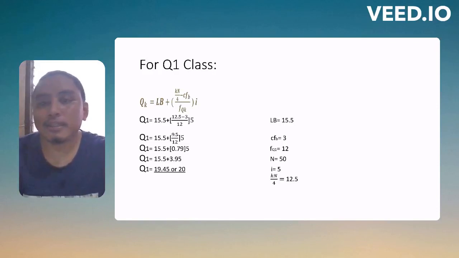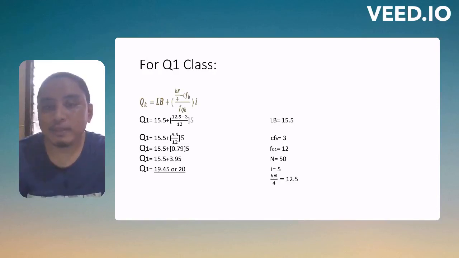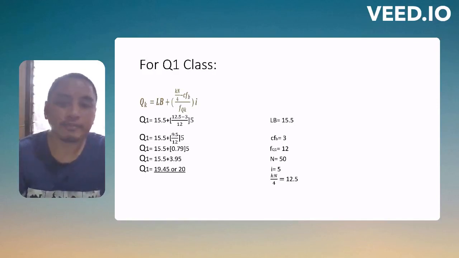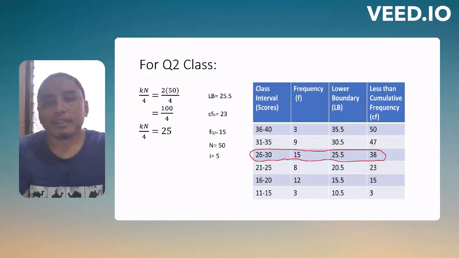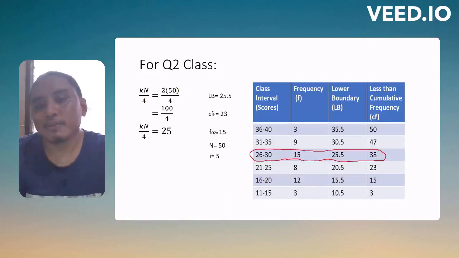So Q1 is equal to 15.5 plus 9.5 over 12 multiplied by 5. And Q1 is equal to 15.5 plus 0.79 multiplied by 5. Q1 is equal to 15.5 plus 3.95, which is equal to 19.45, or we round it off to 20. This is for the Q2.